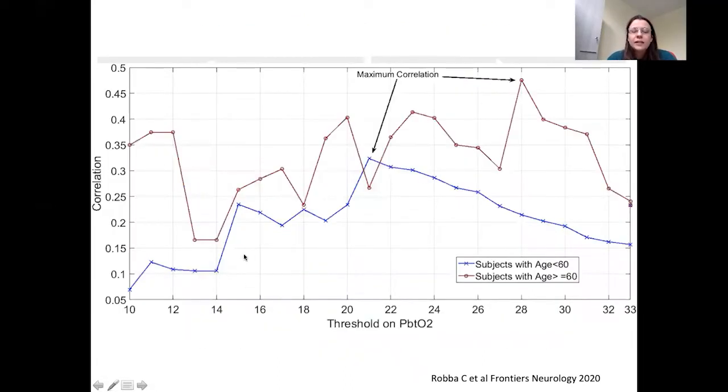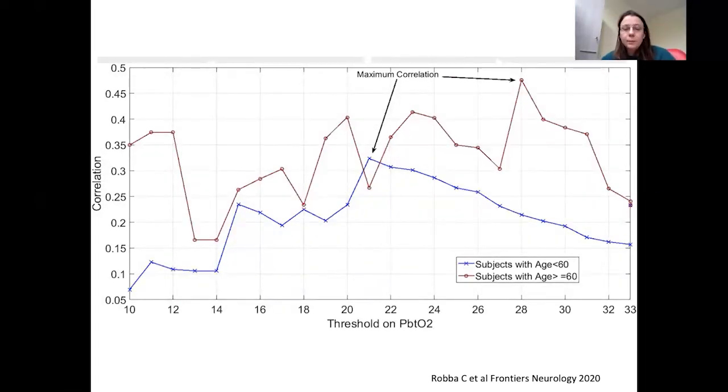And the problem is that the concept and the threshold of at-risk cerebral oxygenation strongly depends on age, because, for example, younger subjects can probably tolerate a lower threshold of PbtO2, of cerebral oxygenation, but in elderly patients, probably we need to increase even more the oxygen supply to the brain.